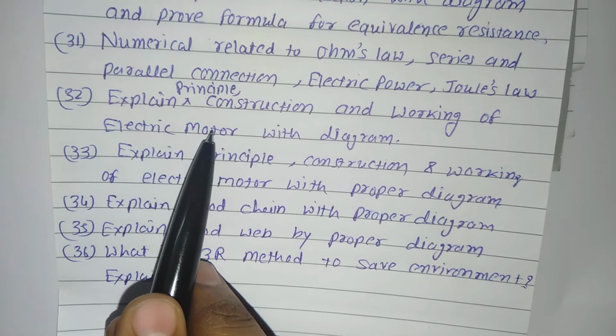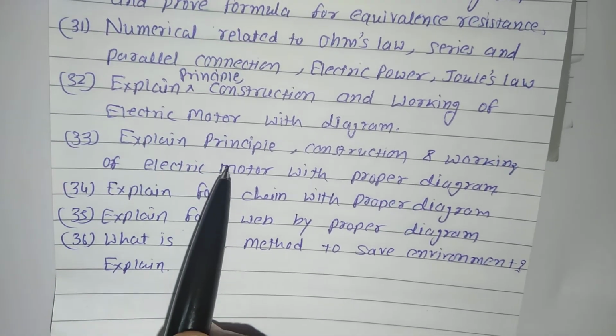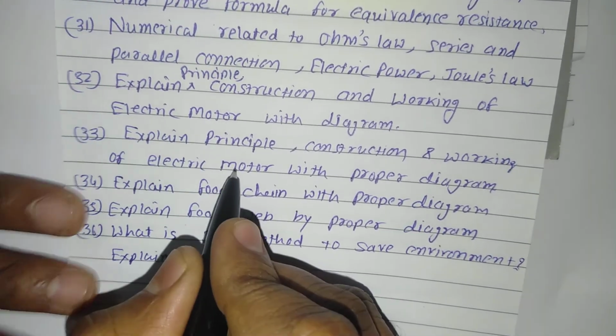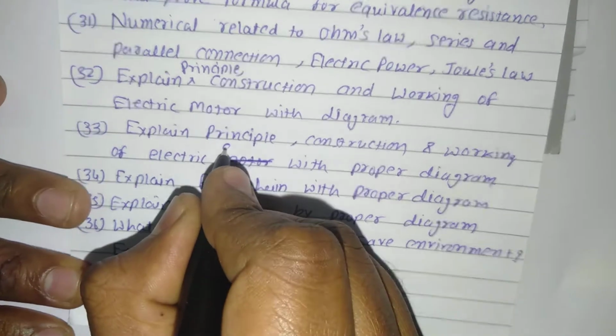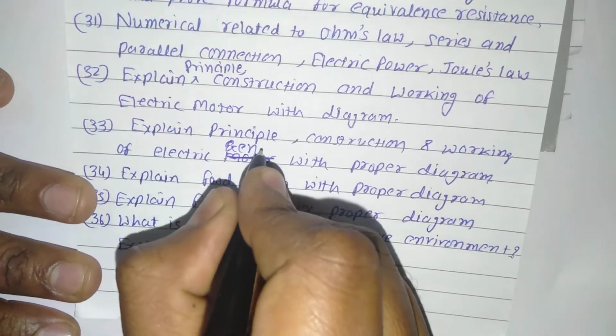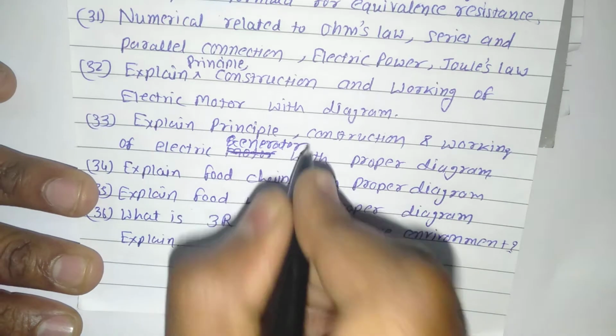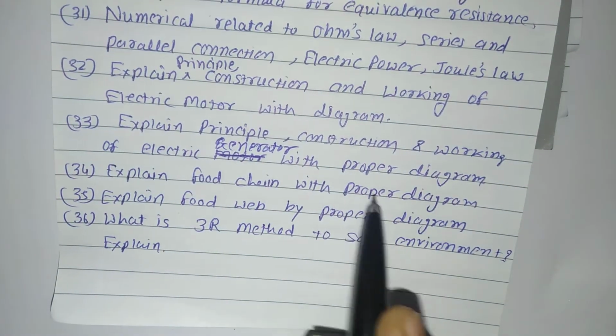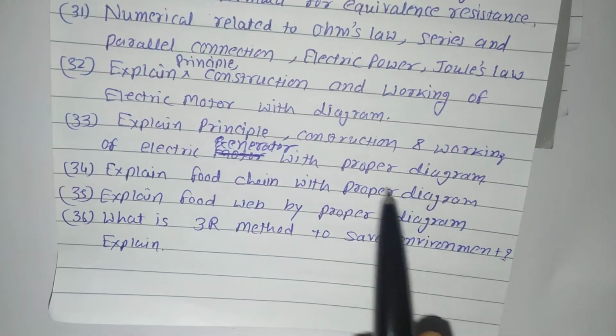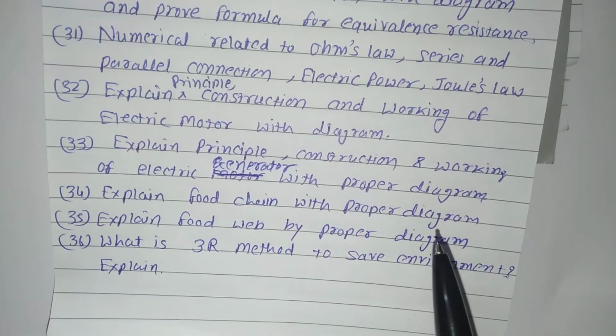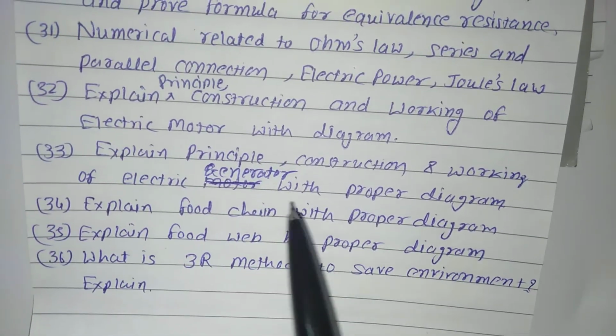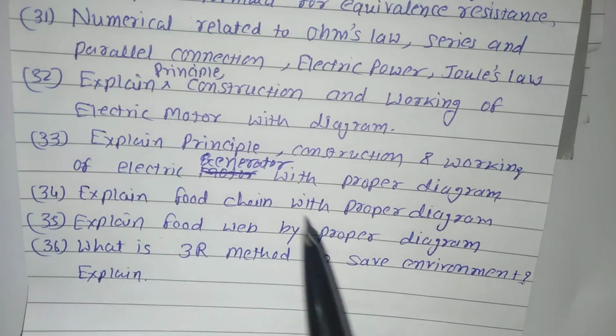Here it was electric motor and here it is electric generator. Sorry, here it is not motor, it is electric generator. So it is electromagnetic induction. That is what we have already learned. How the induced current is produced, that is what we have to write here.